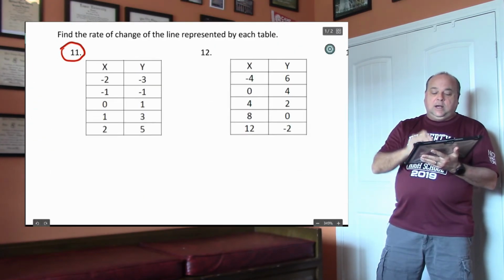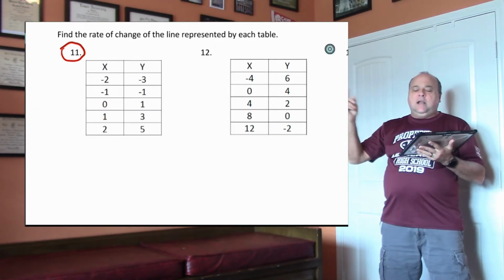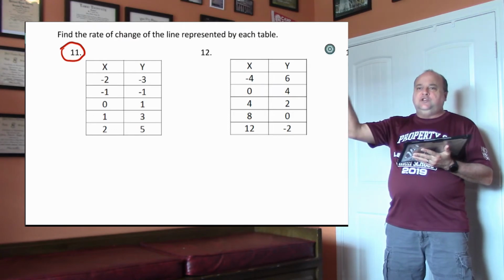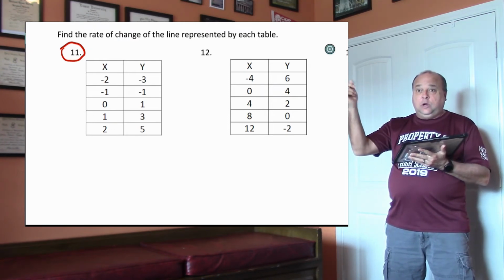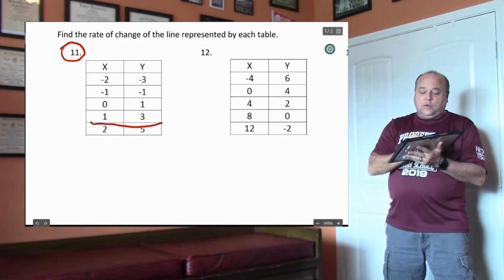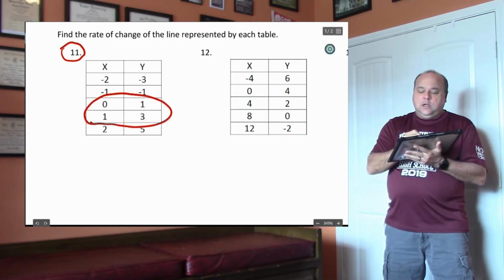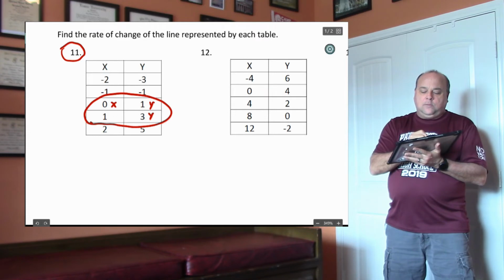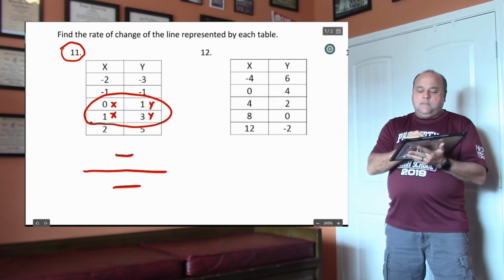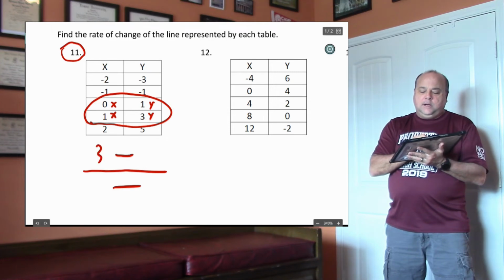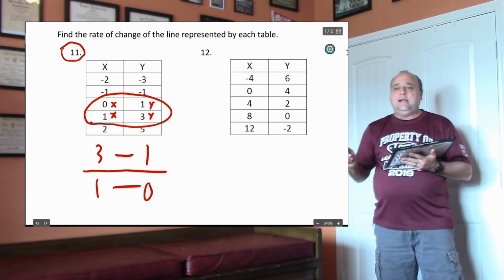Let's go to number 11. Okay, on number 11, we need 2 y's and 2 x's. I would pick an ordered pair with a 0 and both positive numbers. So I'm going to circle these right here. So here are my y's, here are my x's, right? Draw a fraction bar, minus, minus. My 2 y's would be 3 and 1, and my 2 x's would be 1 and 0. Everyone see how I got that?